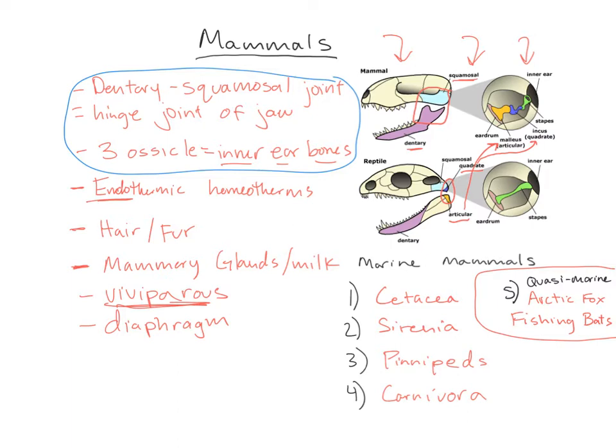But they will not be entirely dependent. They'll also eat insects and other things as well. So they aren't entirely dependent on the marine environment for their survival. Okay, so we're going to go into these different groups, and we'll talk about some of the other adaptations. So first, sorry, I had some extra ones.